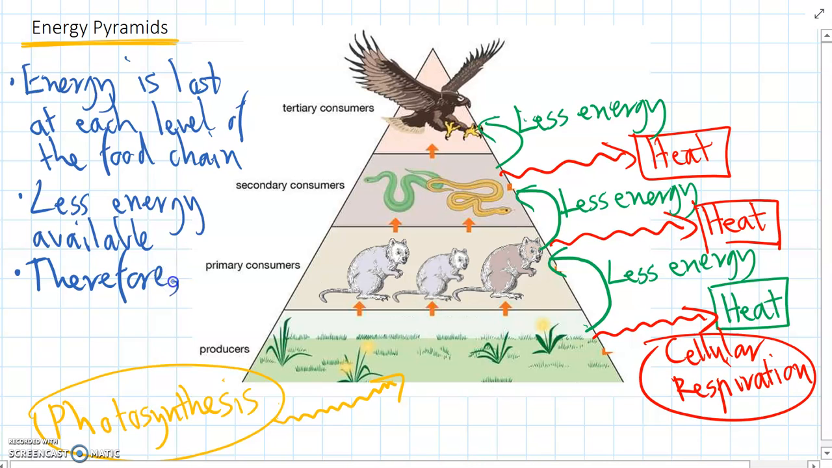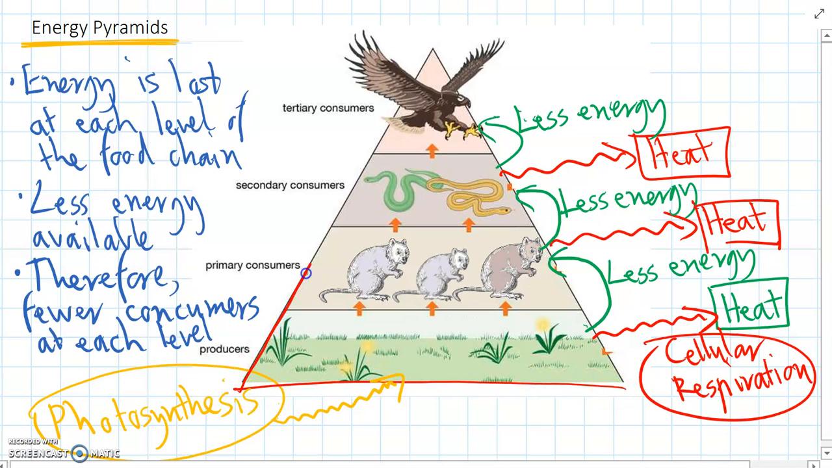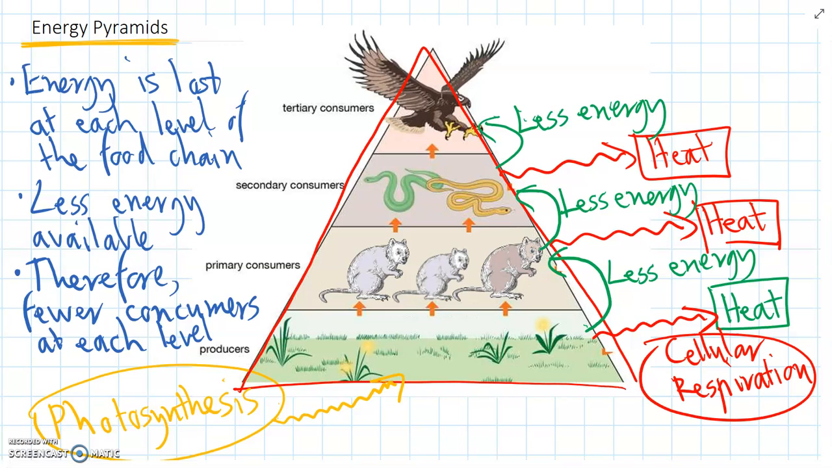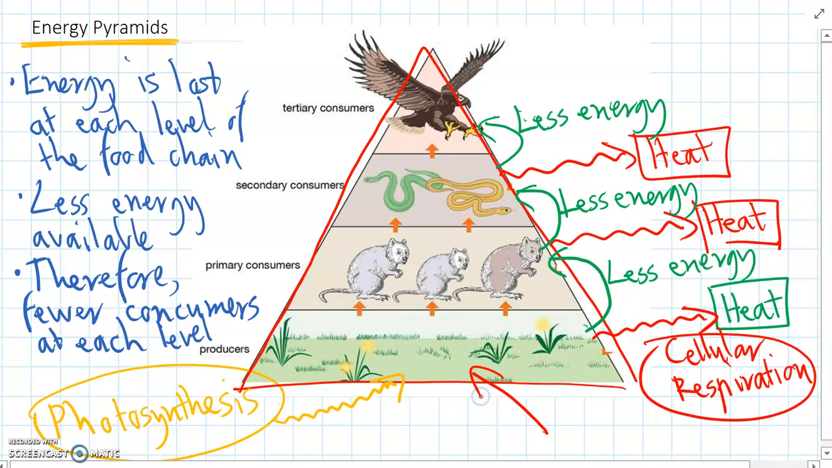So, therefore, there must be fewer consumers at each level. And that's what an energy pyramid tries to show, because the pyramid shape is showing us that in every ecosystem, there's always more producers than any other organism.